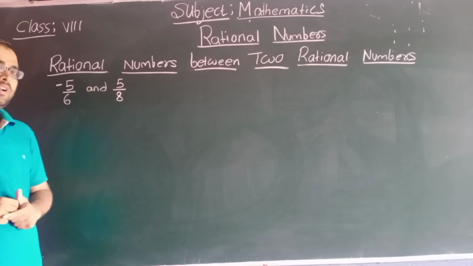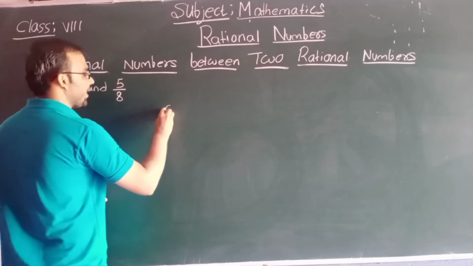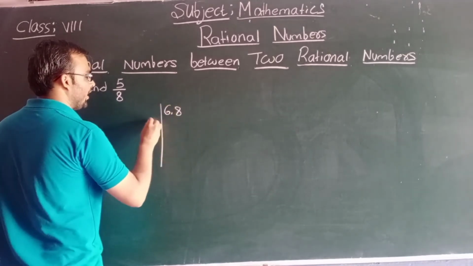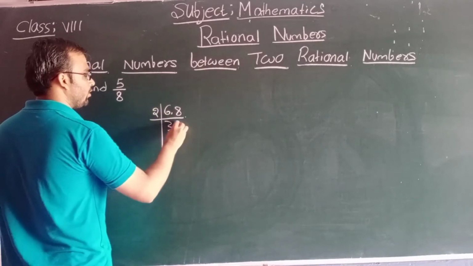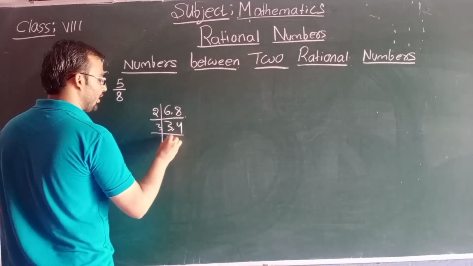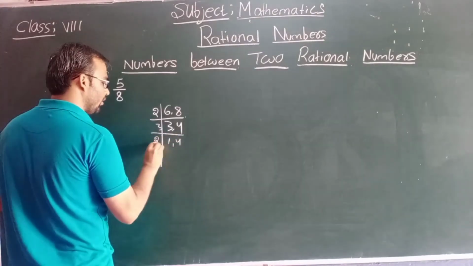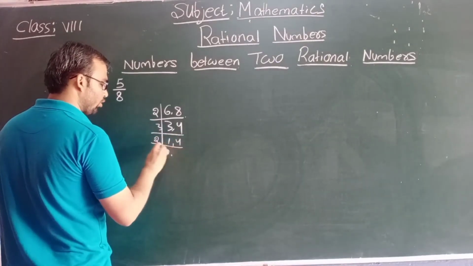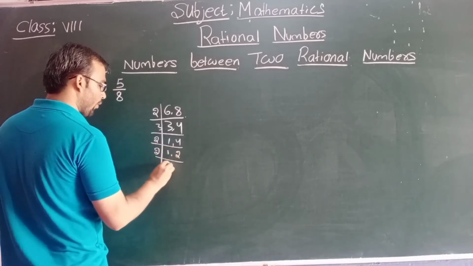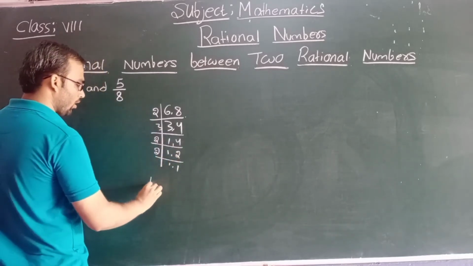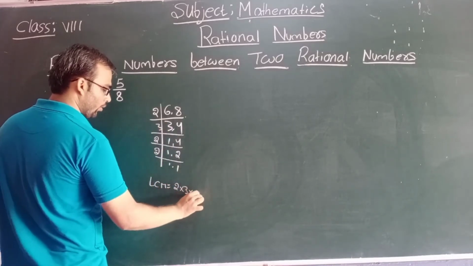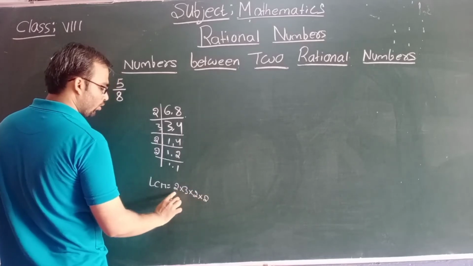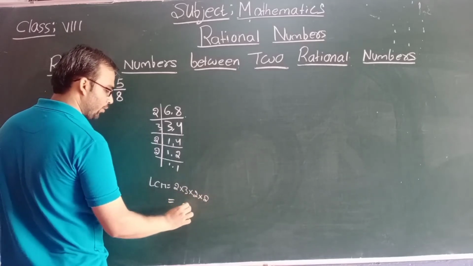To equalize the denominators, what do we have to do? We have to find the LCM of these two numbers, that is 6 and 8. So now let us find the LCM. 2 3s are 6, 2 4s are 8, 3 1s are 3, 4 as it is, 1 as it is, 2 2s are 4. Now 1 as it is, 2 1s are 2. So now what is the LCM? 2 into 3 into 2 into 2. 2 3s are 6, 6 2s are 12, 12 2s are 24.